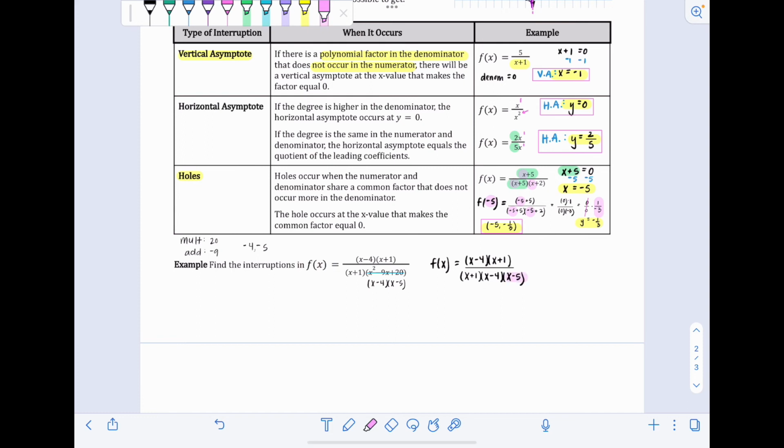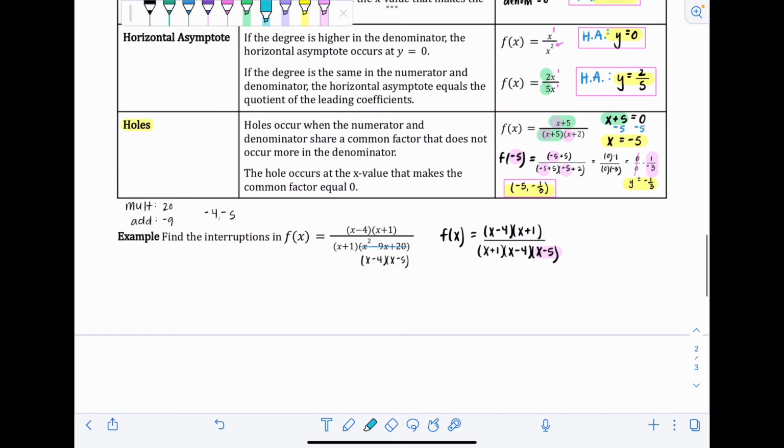We have the factor x minus 5 that is in the denominator but not in the numerator. So that's why we have to factor the problem, since it's not already fully factored, like we did here with the x squared minus 9x plus 20. So that factor x minus 5 is in the denominator, not in the numerator, so that's going to result in a vertical asymptote.